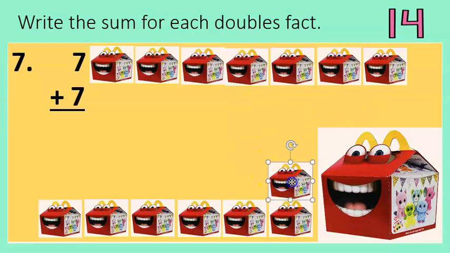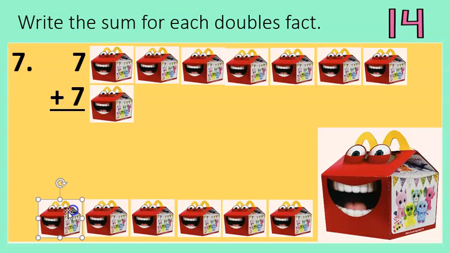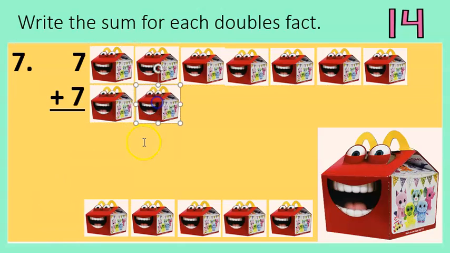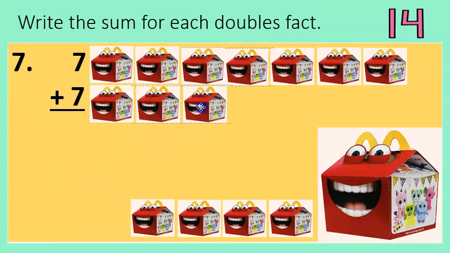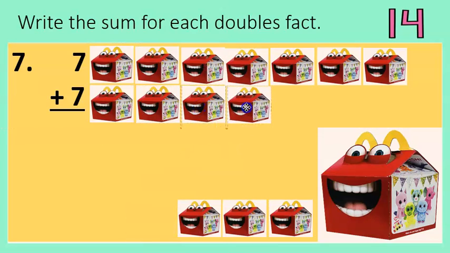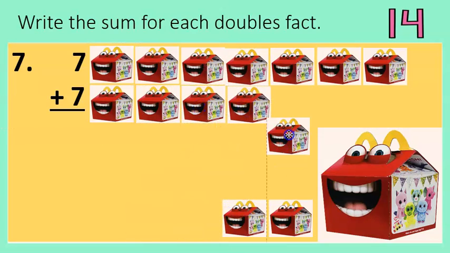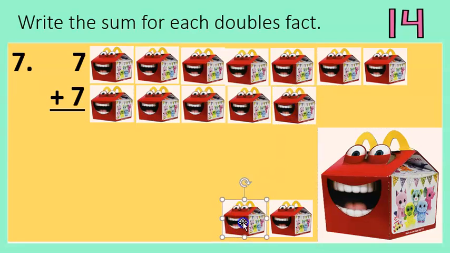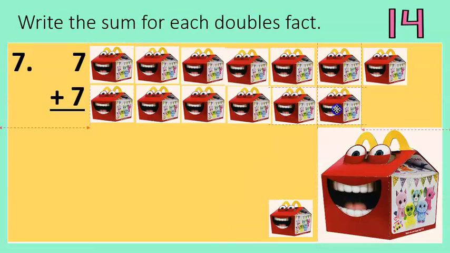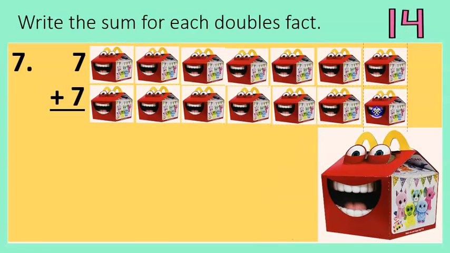Let's count with Mr. Begay. 1, 2, 3, 4, 5, 6, and 7. Okay? Now, boys and girls, this is a doubles fact. Look, we have 7 Happy Meals at the top and 7 Happy Meals at the bottom. Therefore, this is a doubles fact.